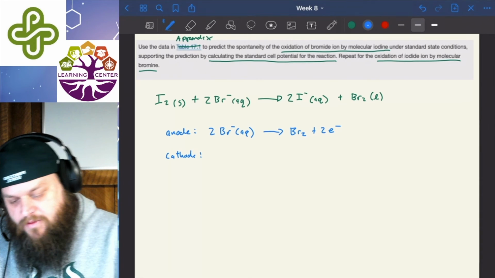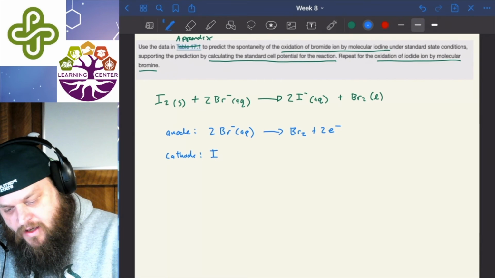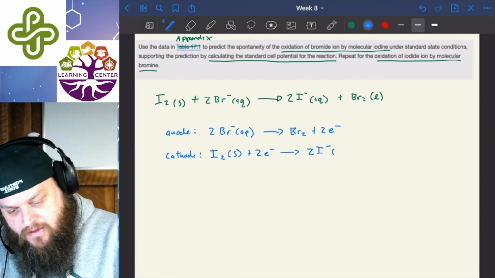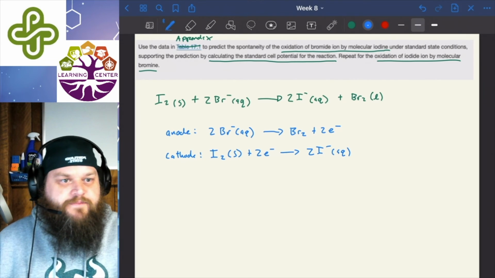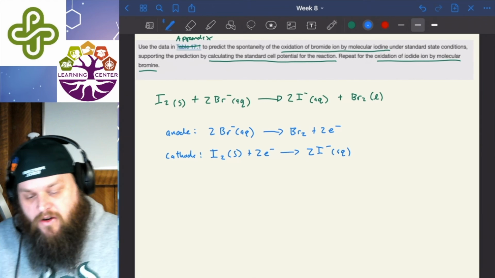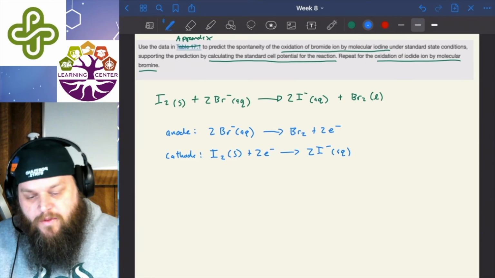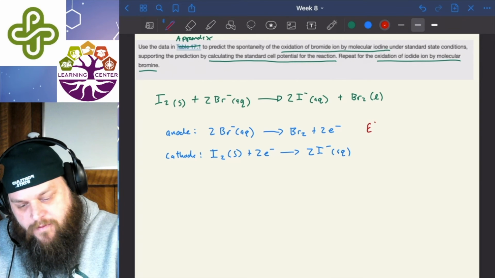The cathode, the reduction half reaction, is gaining those electrons. So this is going to be I2 solid plus 2 electrons. It's going to produce 2 I minus aqueous. Again, we have that balance of charge on either side of it. That balance of charge is very important. Make sure that you have the electrons on the right side of that reaction. So going back to our table, we need to look up what these standard potentials are for both of these guys.